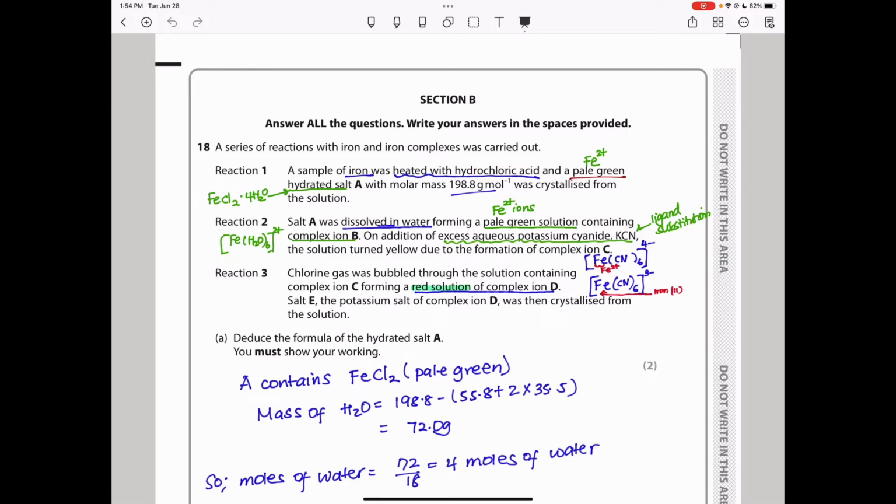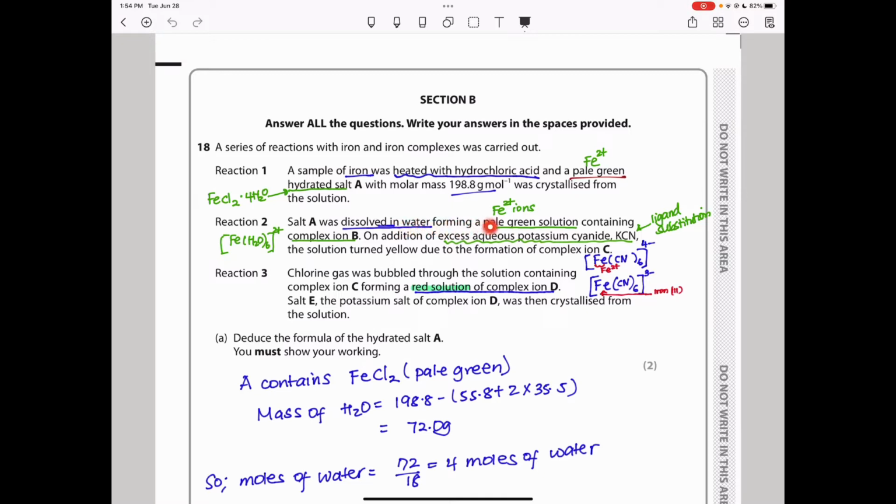And then, because they've told us it's pale green, it tells us this is going to be iron 2, and it's hydrated, so it should be iron 2 chloride, XH2O, but here it should be 4 moles of water of crystallization. And then we can add up and see if it makes 198.8 gram per mole, the molar mass of this whole thing. So we go to the second reaction.